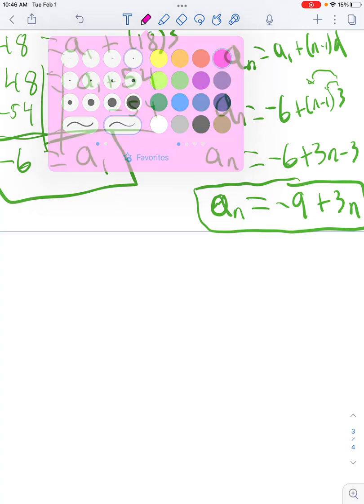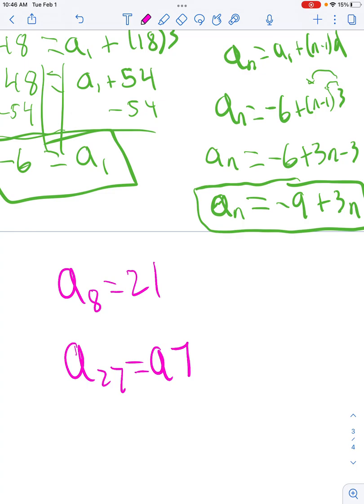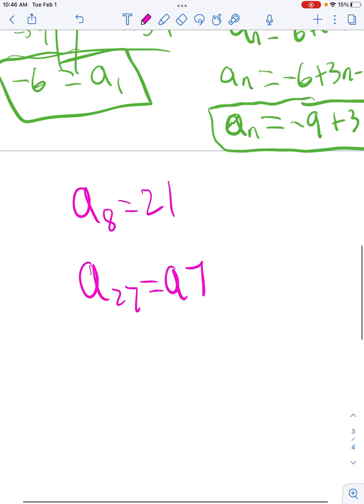If I'm only given two terms, so let's say that we're given two terms and I need to come up with a rule. So I might give you a sub 8 equals 21 and a sub 27 equals 97. Find a rule for the nth term. So we're going to plug it into both of our equations. We're going to try to find d.